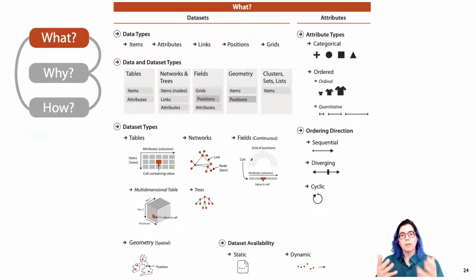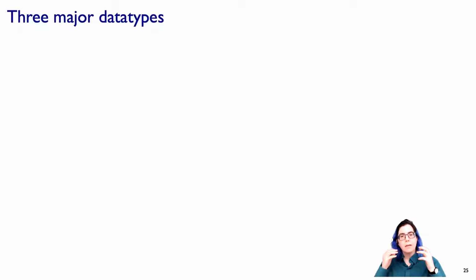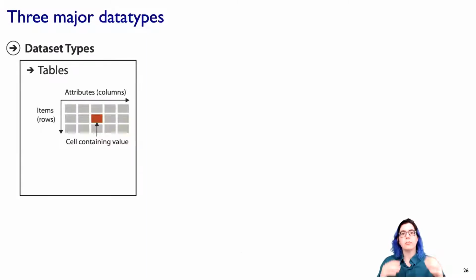Now let's talk about data abstraction. Let's walk through this diagram piece by piece. Start out with the major data types. There are three major kinds of data that we deal with in visualization, and one of them is tabular data. What could you put in a spreadsheet in the simple case of a flat file?